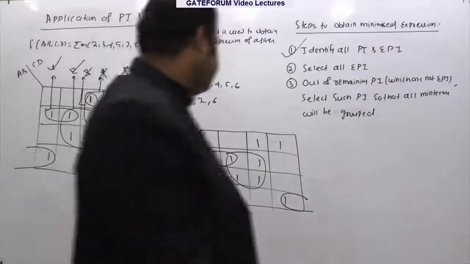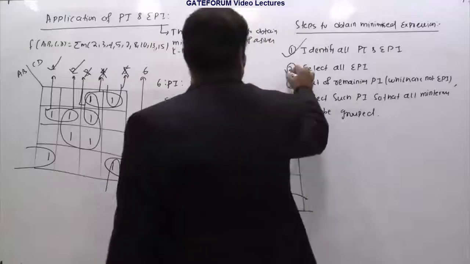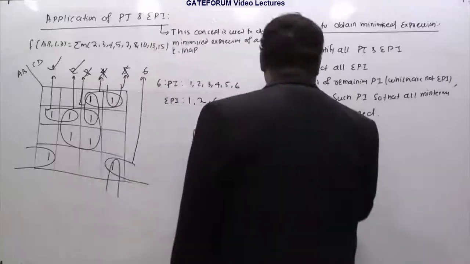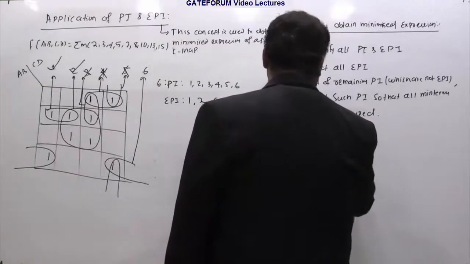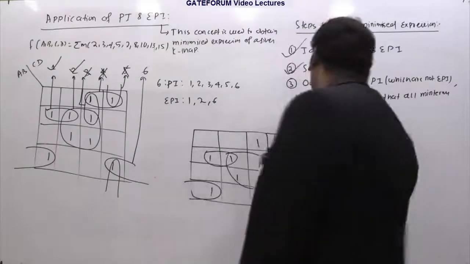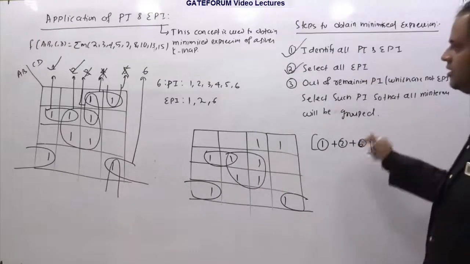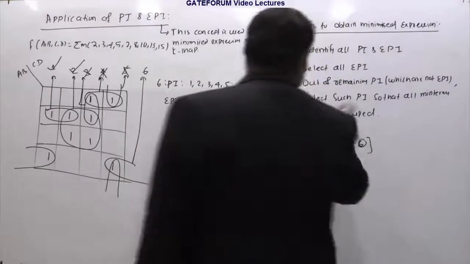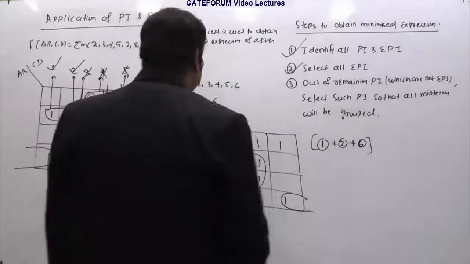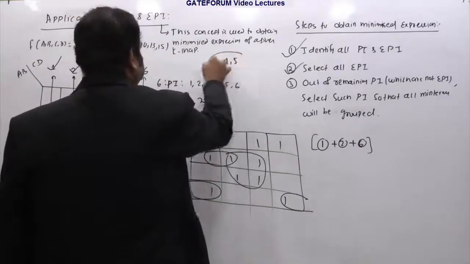Now what options do you have? So step 2 is also over. Select all EPIs: group number 1 I have taken, group number 2 I have taken, and group number 6 I have taken. So 3 I have taken. How many PIs are left out which are not EPIs? If I take 1 to 6, I am left with 3, 4 and 5.